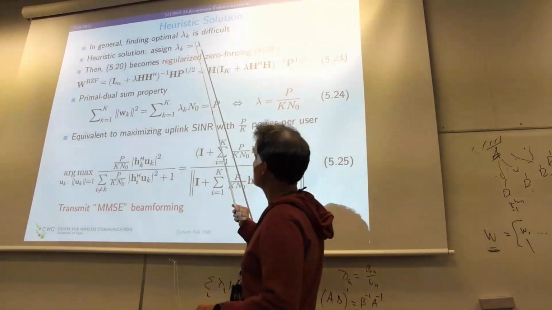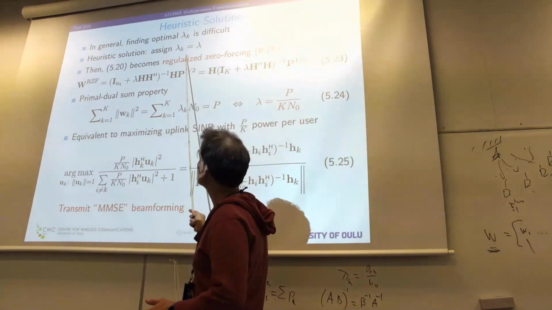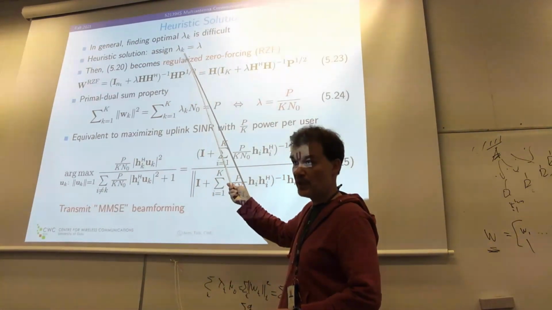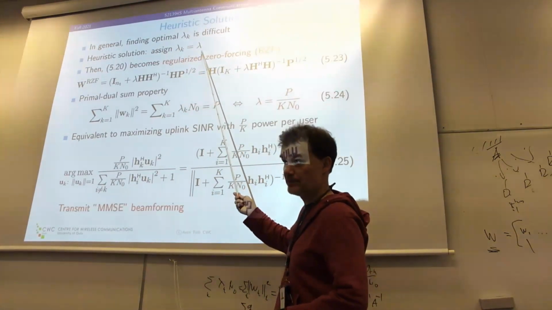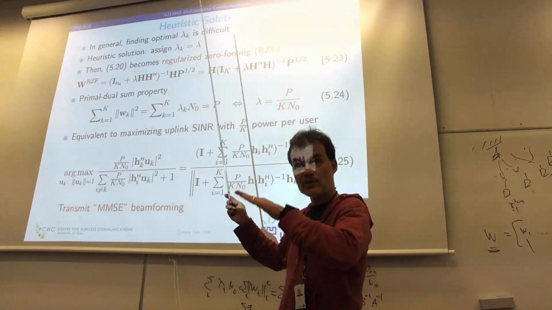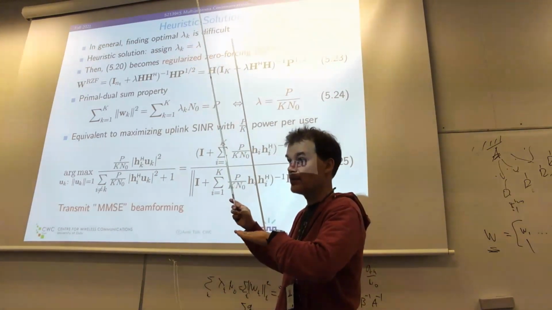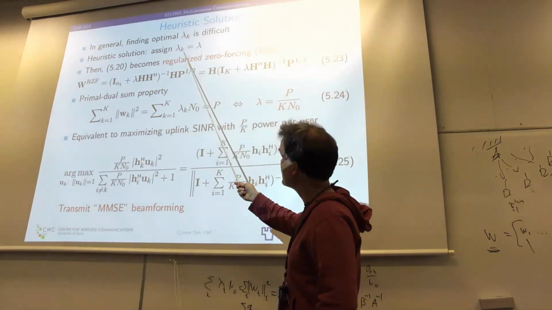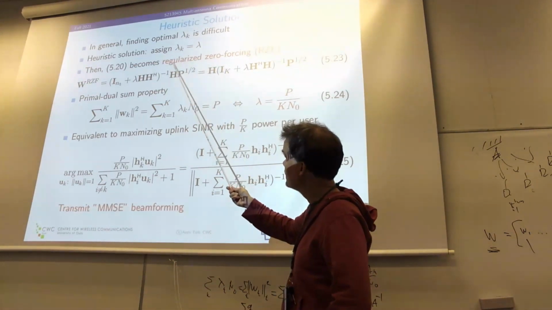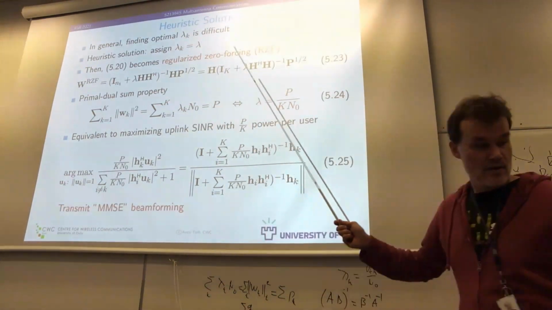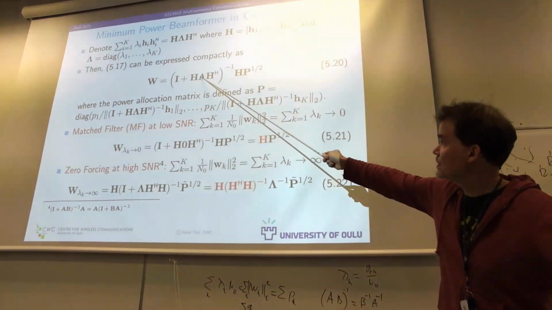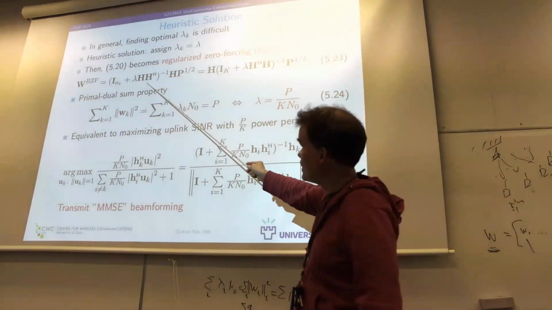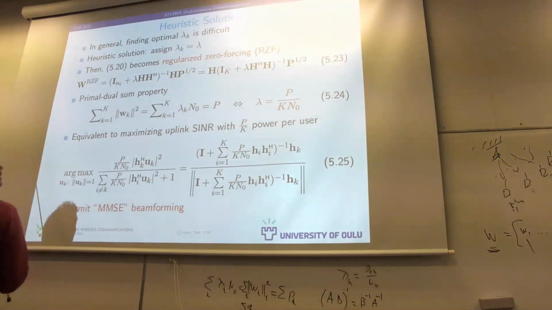So sometimes we just would like to use something simple, heuristic. One of them is to assign all dual variables to be equal. Lambda k equals lambda. Now it's much easier. You just search for one value instead of capital K values. Okay. So now if we plug in this lambda k equals lambda to the earlier expression, this is the identity matrix times lambda, so we can take the lambda in front. So now we get the regularized zero-forcing expression.